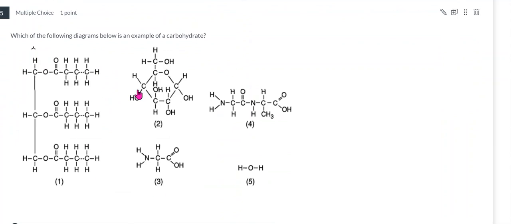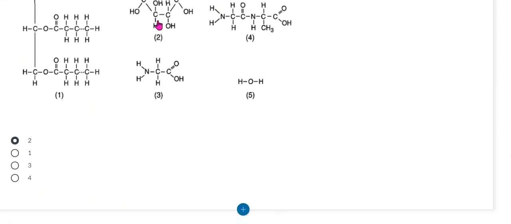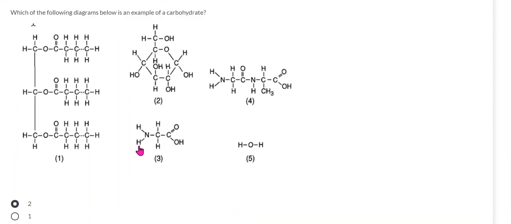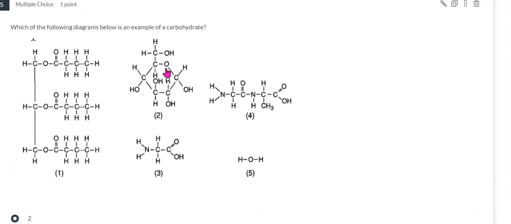Which class of organic compound is carbohydrate in this case? One, two, three, four, five. There are five of them. Number one, you can see there is a head with three tails, so it is a lipid. This one is a hexagon molecule. This is glucose, so this is the carbohydrate. And this is an amino acid, this is a fatty acid, and this is the water molecule. So the correct answer is two, which is the sugar molecule, that is a carbohydrate.